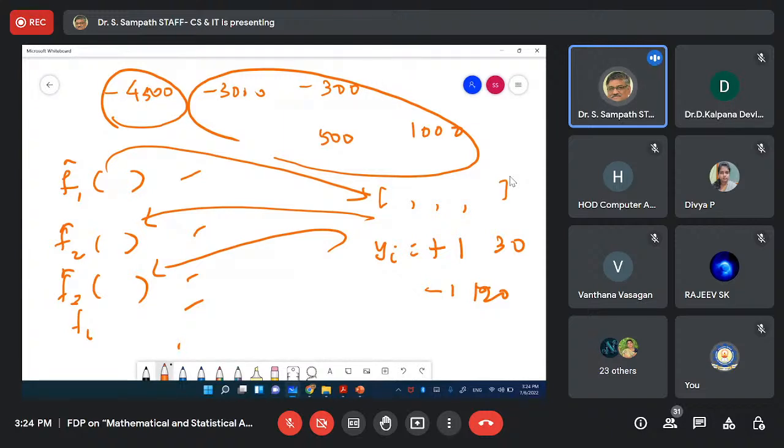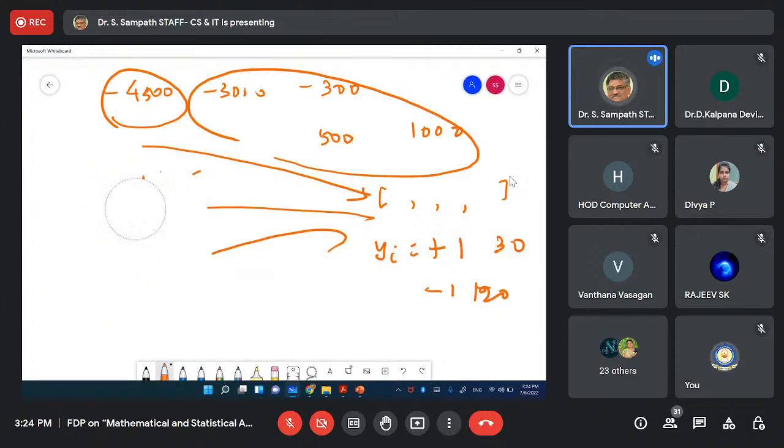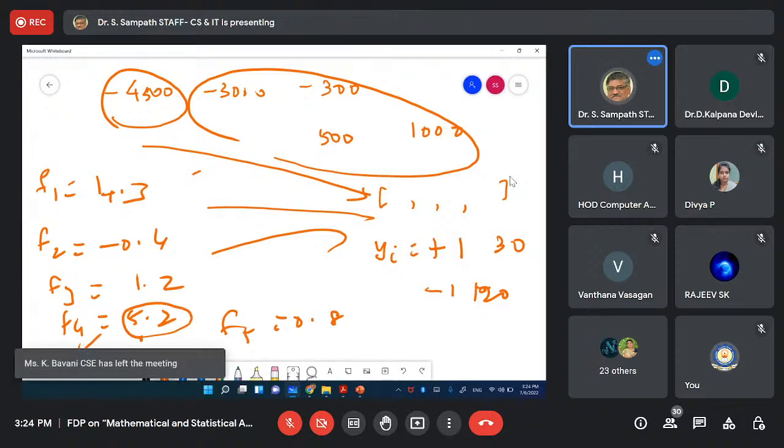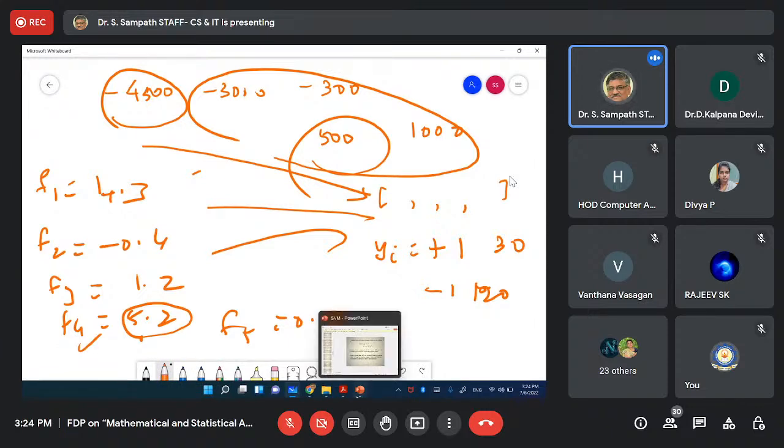So what I will be doing now, I will be considering these values. Suppose the value of my F1 happens to be 4.3, F2 happens to be -0.4, F3 happens to be 1.2, F4 happens to be 5.2, and F5 happens to be 0.8. Then immediately what will I do? Because this value is maximum, I will be assigning the test object to this 4th class. That means I will declare that it belongs to the period 4. So this is what we do in one versus rest. I hope it is clear.